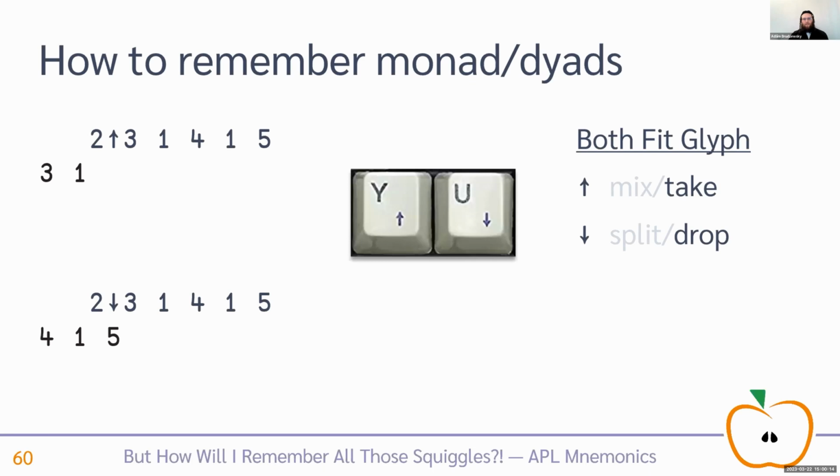And we find these on the Y key and the U key. Why is that? Well, think of a synonym for taking. Take, pull, yank. We're yanking elements. So Y for yank. And dropping, well, where do they go when you drop them? Well, we're sending them to the underworld. So U for underworld, yank and underworld.